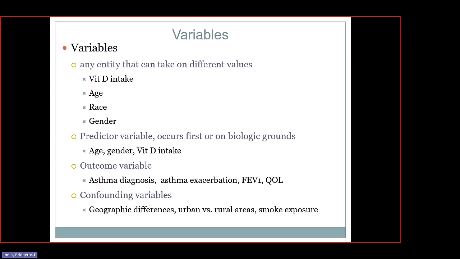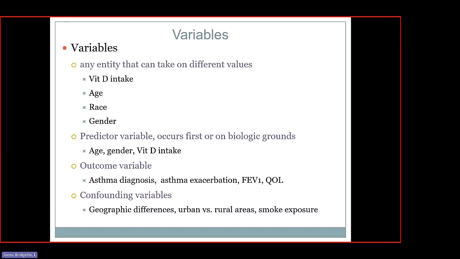And then your variables are what you're going to measure to be able to test your hypotheses. So a variable is any entity that can take on different values: the things that you're going to measure that could take on different values across your study participants. So, for our vitamin D example, vitamin D intake, or how much vitamin D a patient is getting in their diet each day, might be one variable. Age, race, gender, those are all variables that can take on different values across your study population.